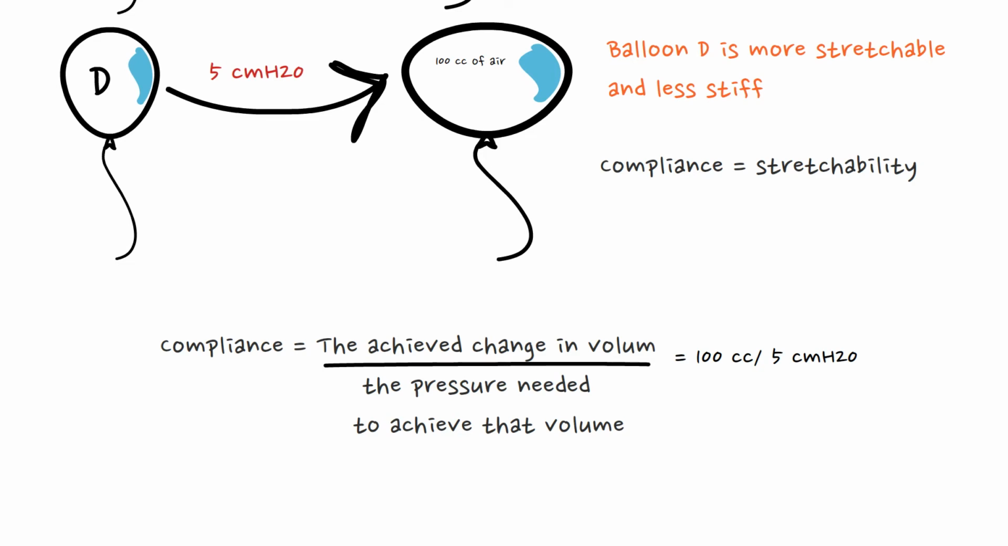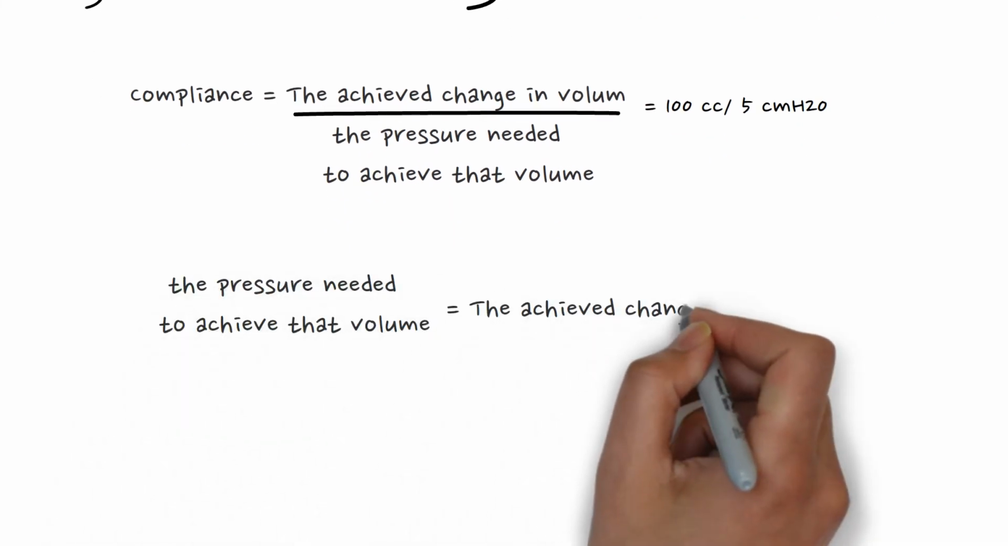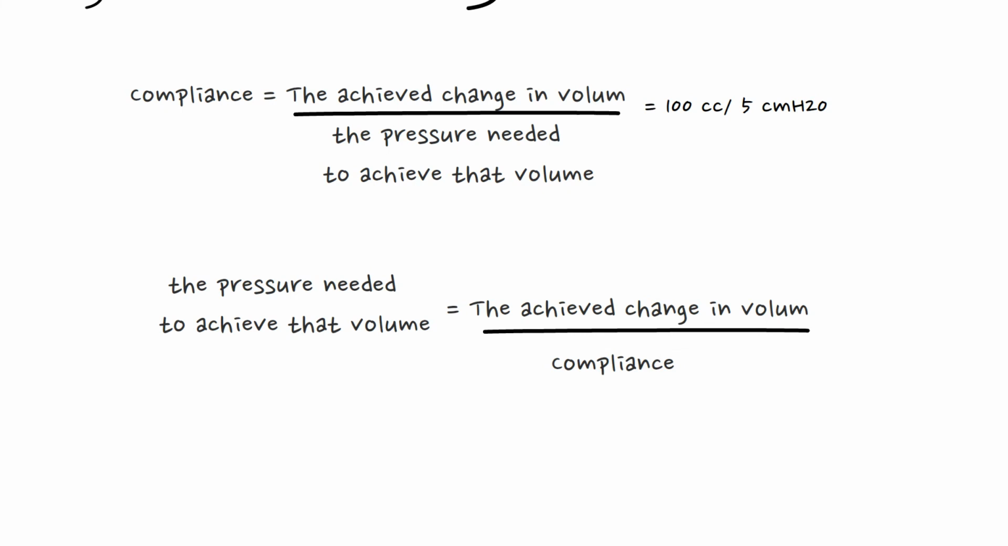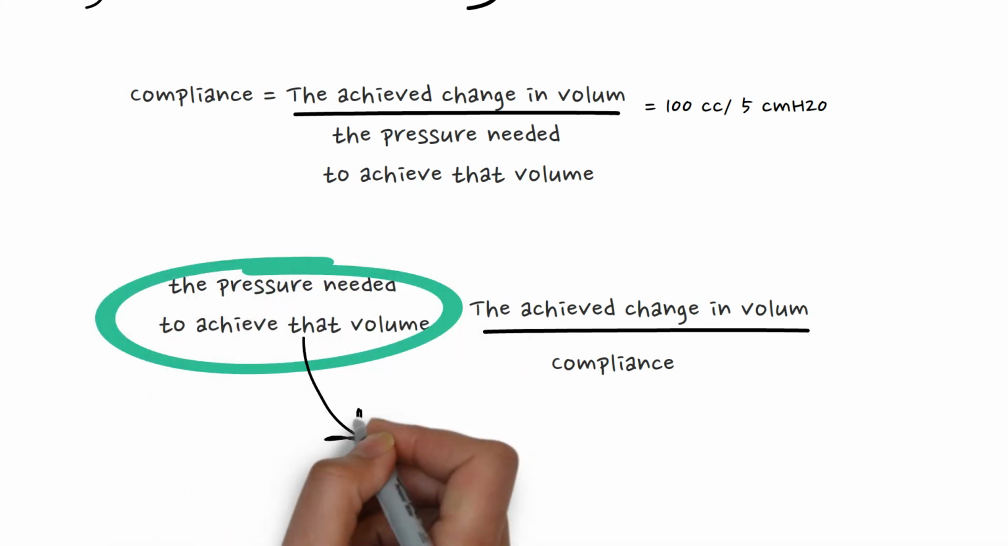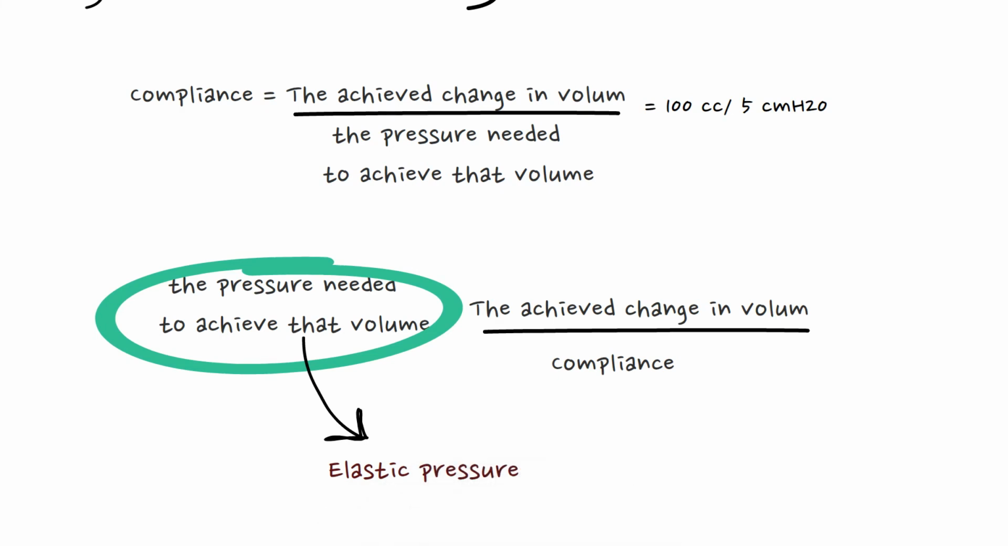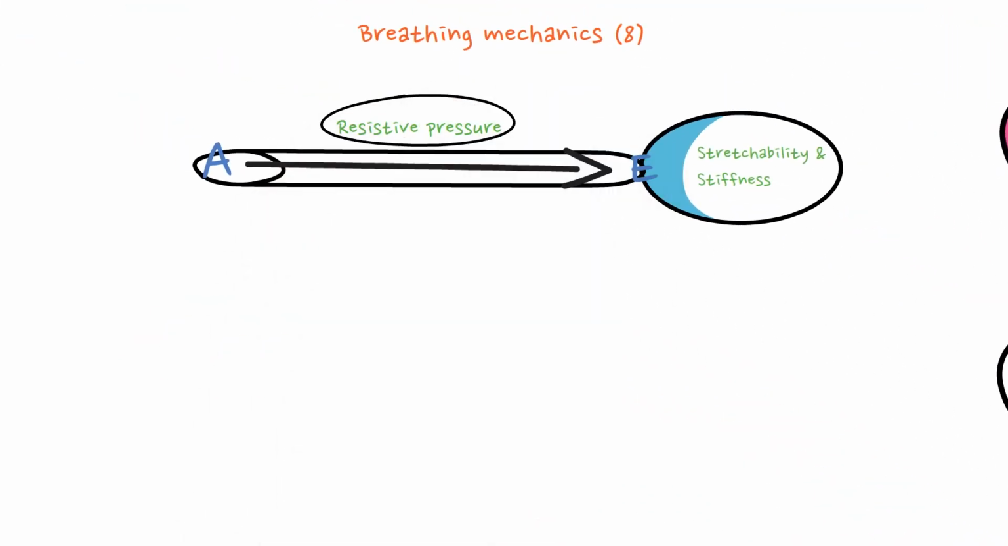So that's what compliance is. So compliance equals change in volume divided by change in pressure. And you can rearrange this equation to become the change in pressure is equal to change in volume divided by compliance. Pressure gradient needed to drive that volume in, here we call it elastic pressure. So in the tube we call it resistive pressure, in the balloon we call it elastic pressure.